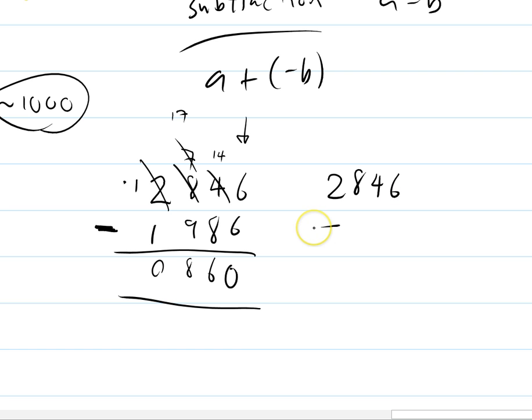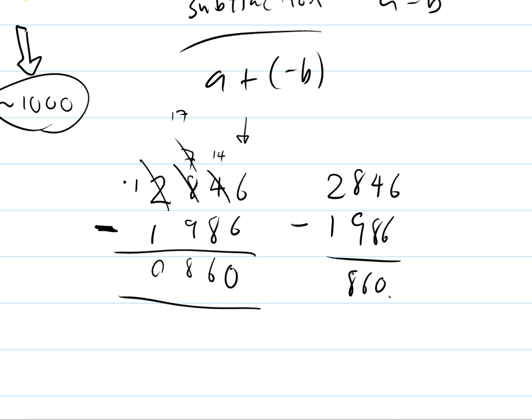2,846 take away 1,986 equals 860. Now I said right at the beginning it's about 1,000 and it's 860, so that's alright. That's close enough for government work.